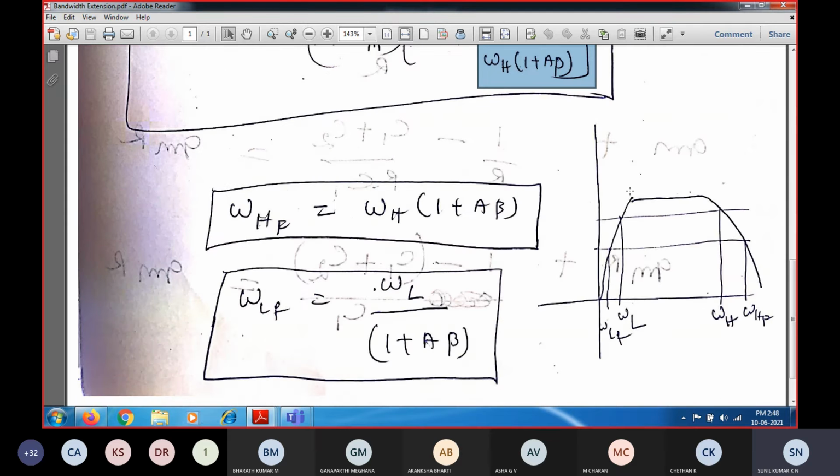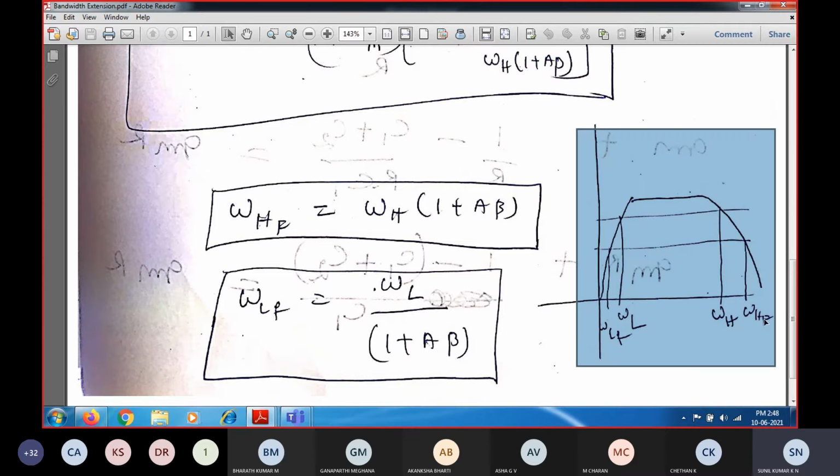Now you can generalize the equation. In this figure you can see the frequency response. This is the midband gain, denoted as A_M, this is the higher frequency response, and this is the low frequency response.